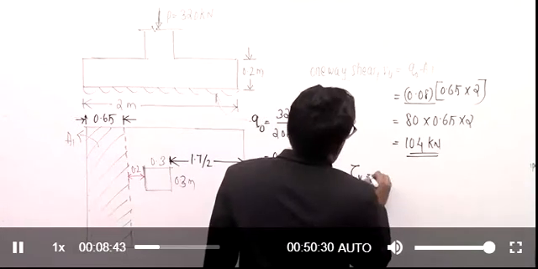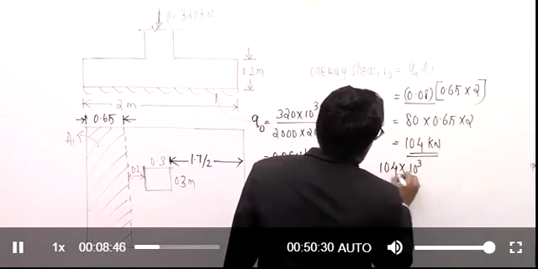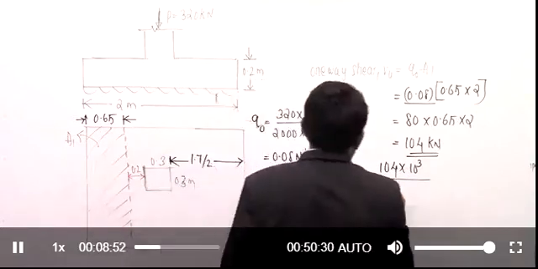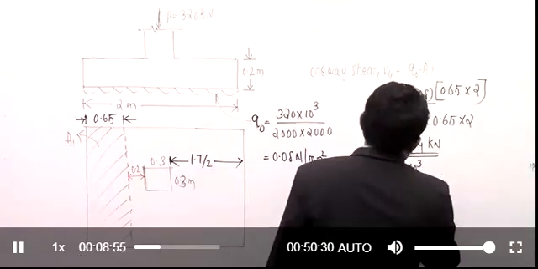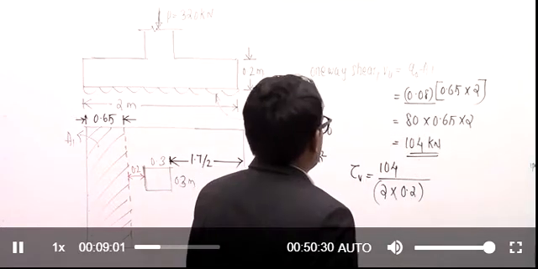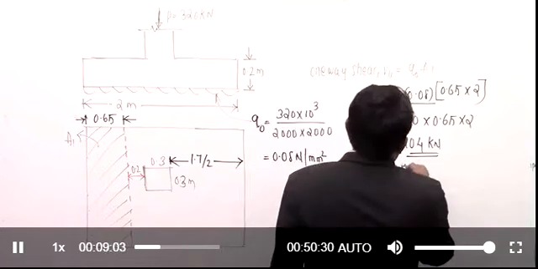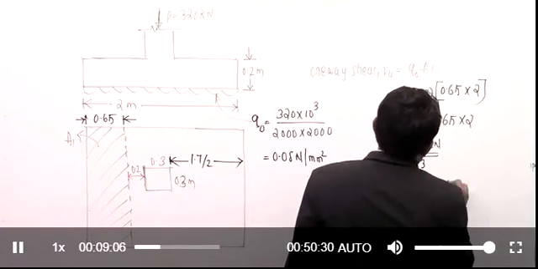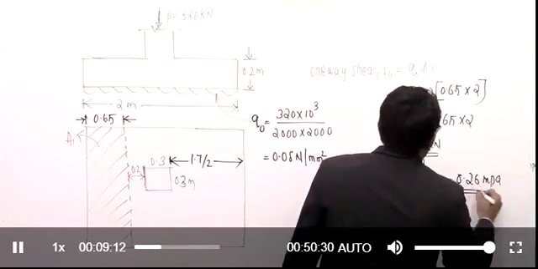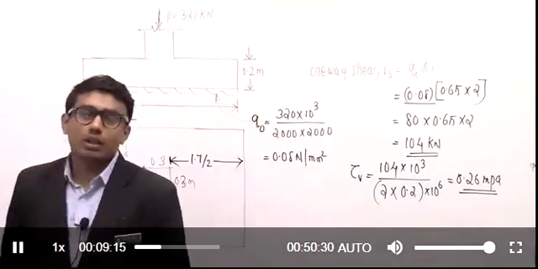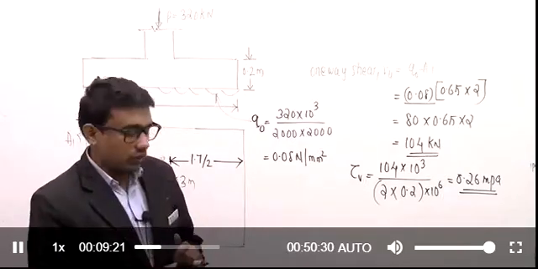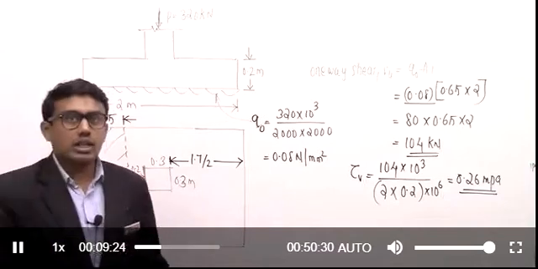And the one-way shear stress tau is equal to Vu divided by b into d, that is 104 into 10 power 3 divided by 2 meter into the distance here, 0.2. Or I can say 104 divided by 2 into 0.2. Any mistakes? It will be 10 power 3, and 10 power 6. So you will get the answer as 0.26 MPa, that is 0.26 Newton per mm square. That is the nominal one-way shear stress for the footing.